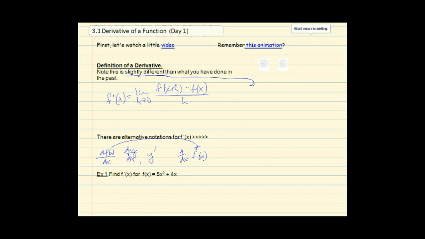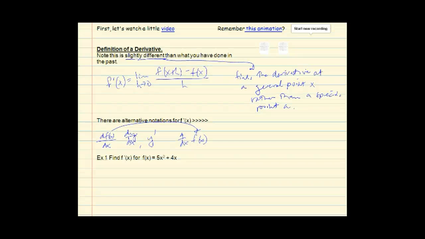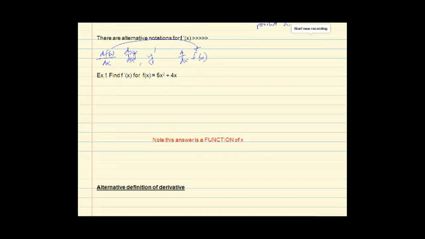The reason why it's slightly different is because this finds the derivative at a general point x, rather than a specific point a. So that is the big difference between what we did before and what we're doing now. This basically gives us a little formula so that all we have to do is plug in any value that we're interested in and we can find the derivative, or the slope of the tangent, at that point.